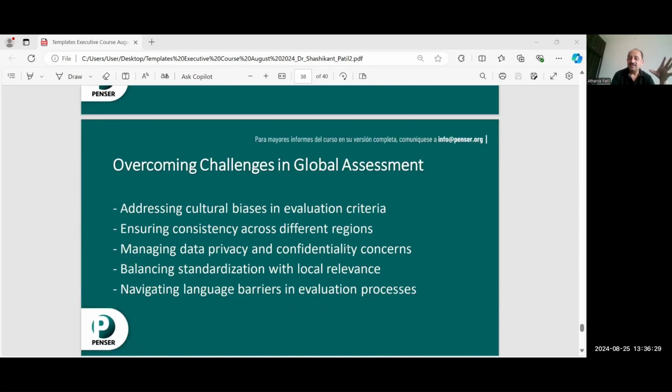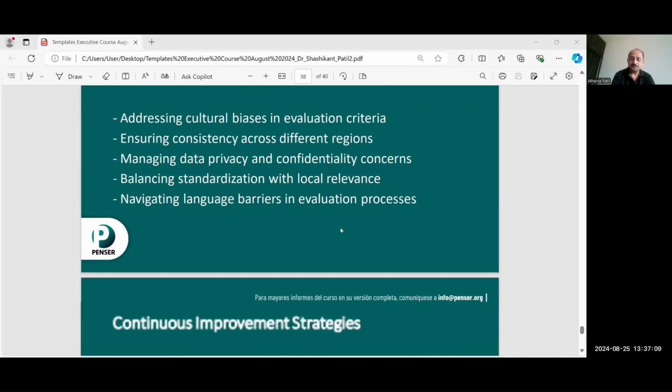So there will be some challenges. How to overcome them in global assessment techniques or procedures? You need to address cultural biases in evaluation criteria. You have to ensure consistency and persistence across different regions, geographical areas, languages, and communities. You have to also manage data privacy, which is very important nowadays, and confidentiality concerns. If you are collecting data, you have to keep it secret, not let it leak to other agencies, or let them intrude in your system and steal the data. You also have to balance standardization with local relevance and navigate language barriers in the evaluation process.